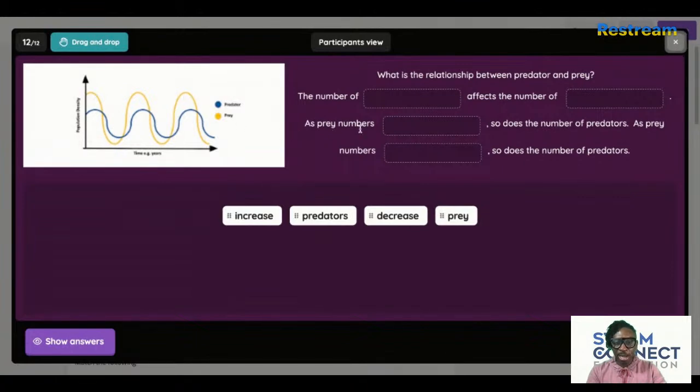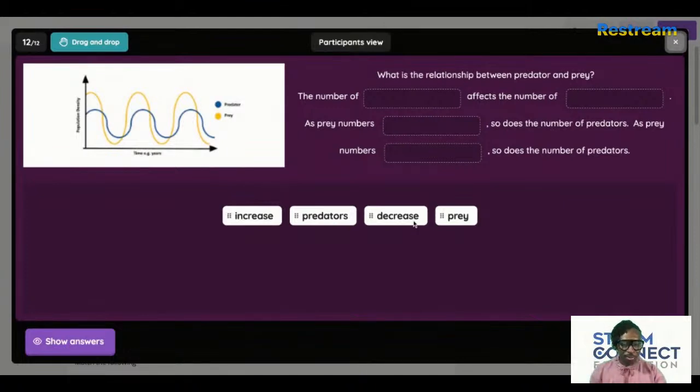As the prey numbers blank, so does the number of predators. It's really self-explanatory. If the prey increases, then the number of predators increases. Why? Because there's more available food. So when predators go through reproduction, they produce more babies, but those babies also have food to eat because you have a whole lot of animals to eat. But if the prey number decreases, the amount of available food in the area is going to drop, which means some of the predators are going to die because of starvation and they're competing for the limited amount of food.